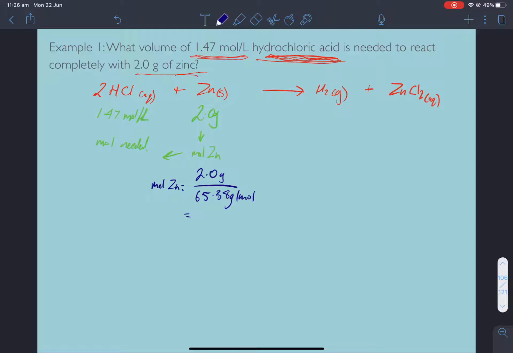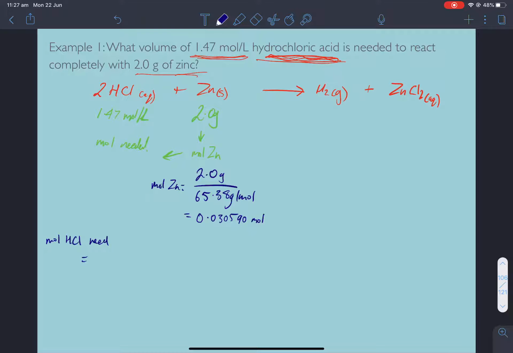65.38, and I get 0.0305 90 moles. Why not add a lot of significant figures in there? Okay, so I've got that many moles of zinc. How many moles of HCl do I need?